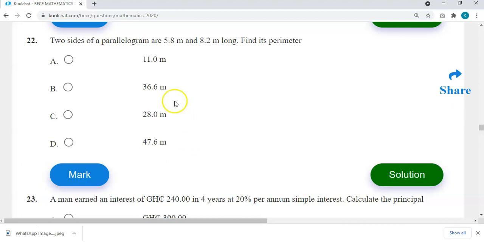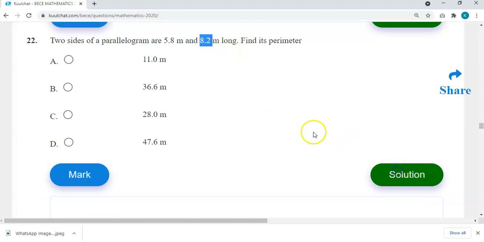So we have a parallelogram which has sides 5.8 and 8.2 meters long. The rule of a parallelogram is that it has two pairs of equal sides, just like a rectangle. So there are two of these, because this and the other side will be equal. Then there are also two of this, because this and the other side will be equal. All you need to do is to sum all the 4 sides of the parallelogram. Since this will be 2, you can multiply it by 2, and since this will also be 2, you can multiply it by 2.